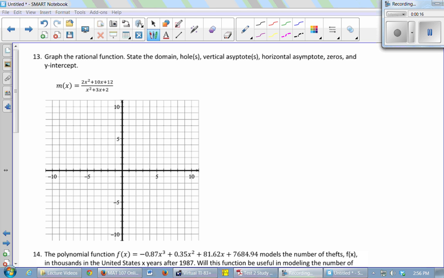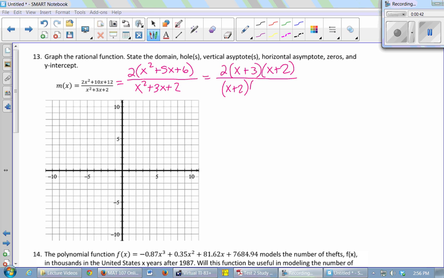that you can factor. So in my numerator, I can pull a 2 out, and I'll be left with x squared plus 5x plus 6 over x squared plus 3x plus 2. And then I can factor further, and I'm going to have 2 times (x plus 3)(x plus 2) over (x plus 2)(x plus 1). So my x plus 2's are going to cancel. I've got 1 on the top, 1 on the bottom. So this simplifies to (2x plus 6)... 2(x plus 3) over x plus 1.